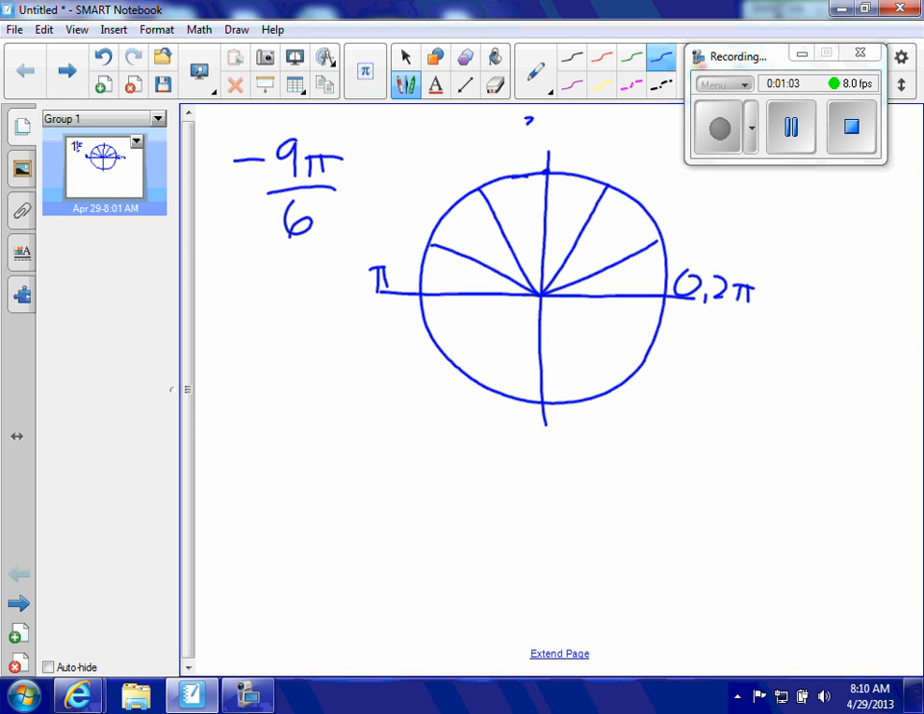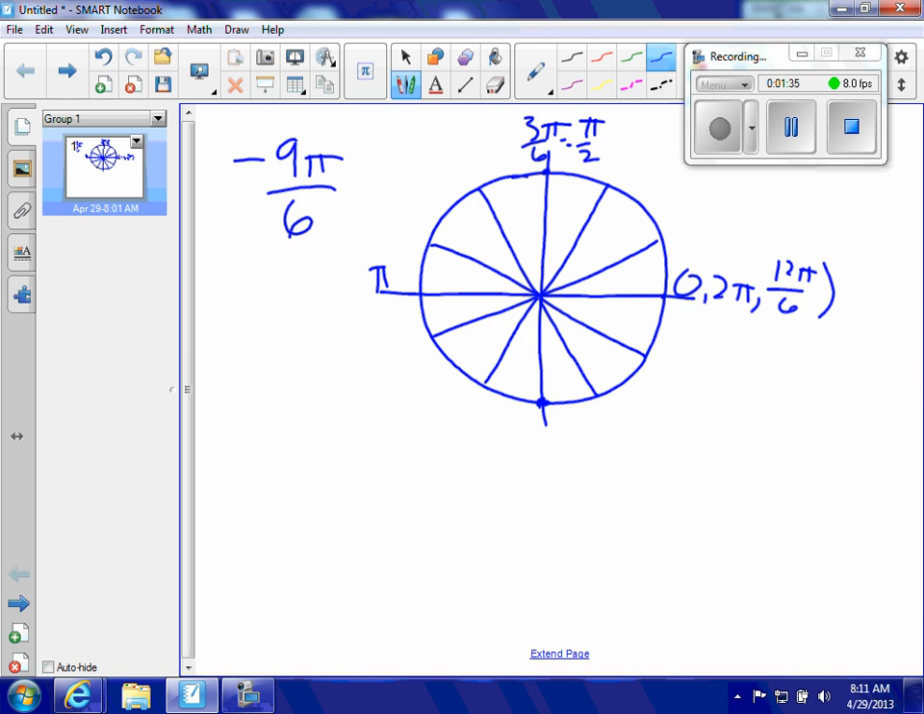I'm going to call this 3 pi over 6, which is also equal to pi over 2. And I'm going to complete it, all the way around. So this would be 7 pi over 6, 8 pi over 6, 9 pi over 6, 10 pi over 6, 11 pi over 6, 12 pi over 6. And I'm looking for the angle negative 9 pi over 6.